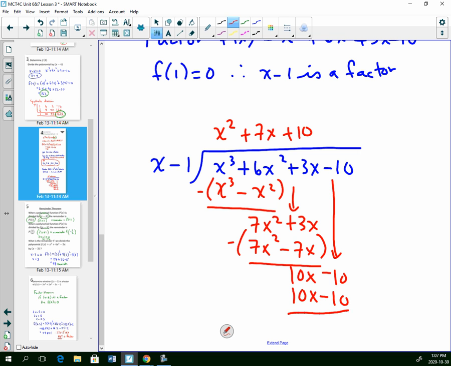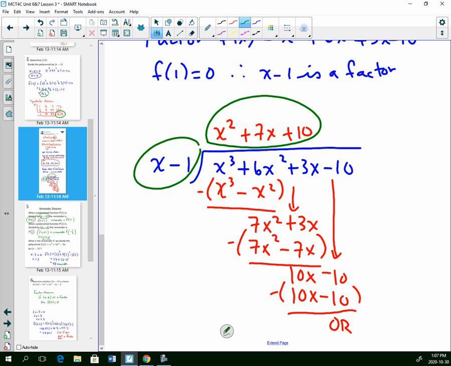And I know that I'm going to get a remainder of 0 because I already knew that x minus 1 was a factor. If I don't get a remainder of 0, either I've made a mistake and x minus 1 is not a factor, or I made a mistake in the long division. So what do I have left now? I have one factor, and now I have a quadratic.